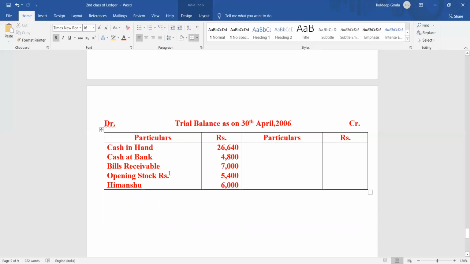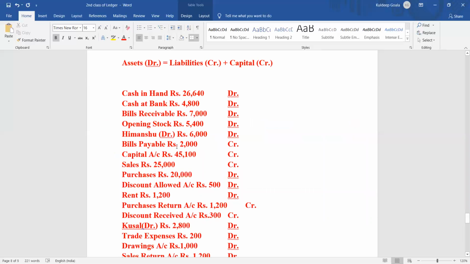Okay, this is how your format will appear. So one by one all the items we have to keep. Up to Himanshu we have done, right? Up to Himanshu we have done.